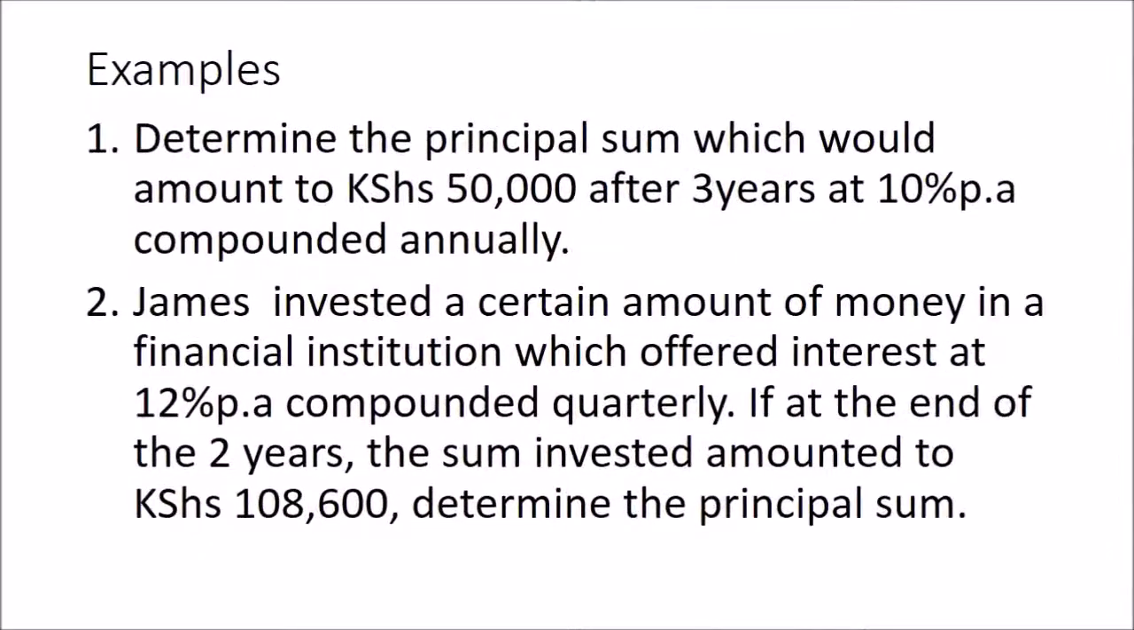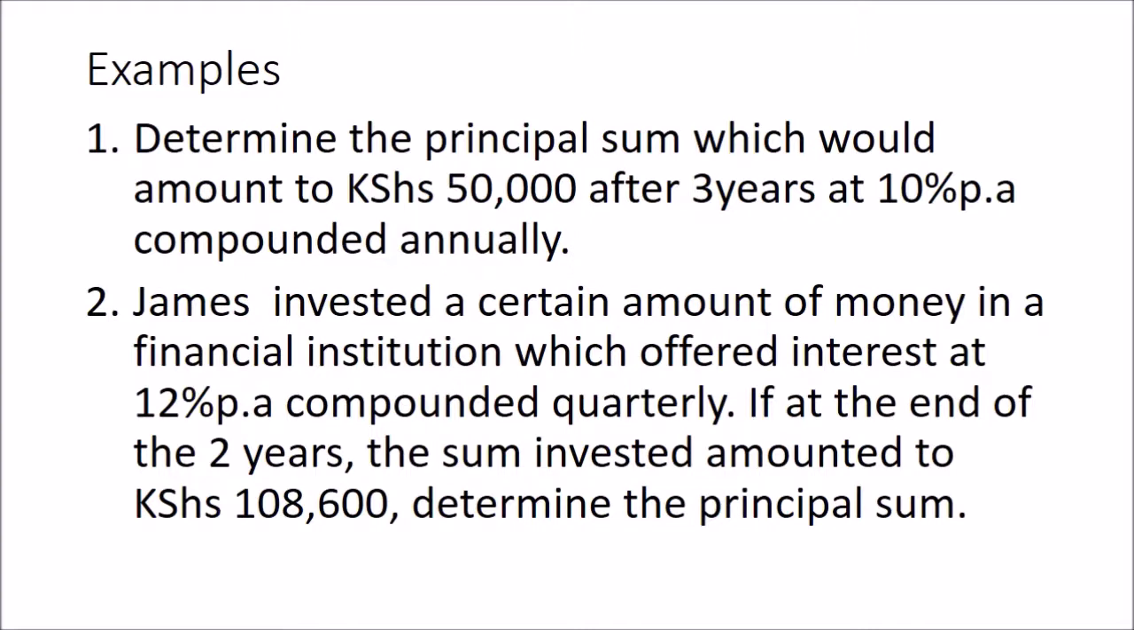Kindly copy the following questions in your exercise book. Question 1. Determine the principal sum which would amount to Kenya shillings 50,000 after 3 years at 10% per annum compounded annually. Question number 2. James invested a certain amount of money in a financial institution which offered interest at 12% per annum compounded quarterly. If at the end of the 2 years, the sum invested amounted to Kenya shillings 108,600, determine the principal sum.